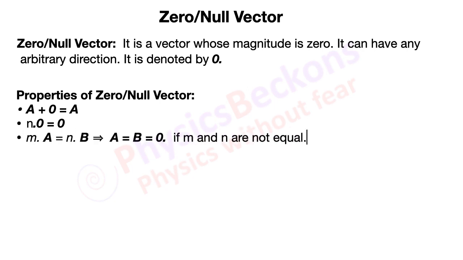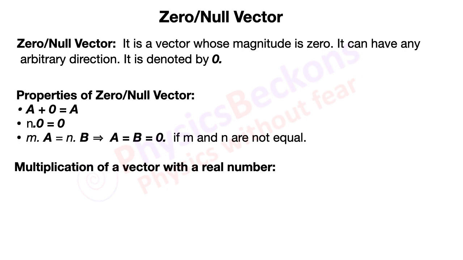Then if m into a equals n into b, where m and n are real numbers and they are different, this implies a vector equals b vector equals 0 vector. Note, m and n are not equal.